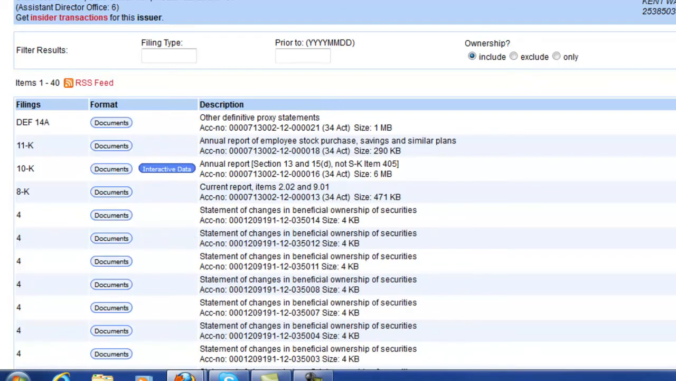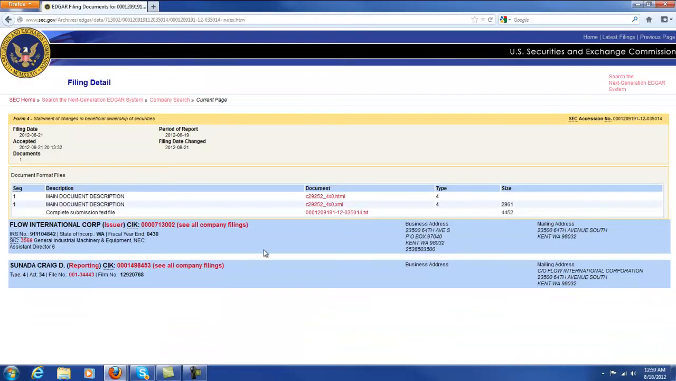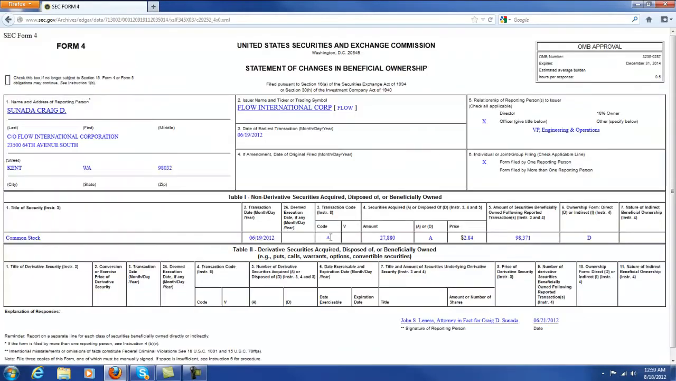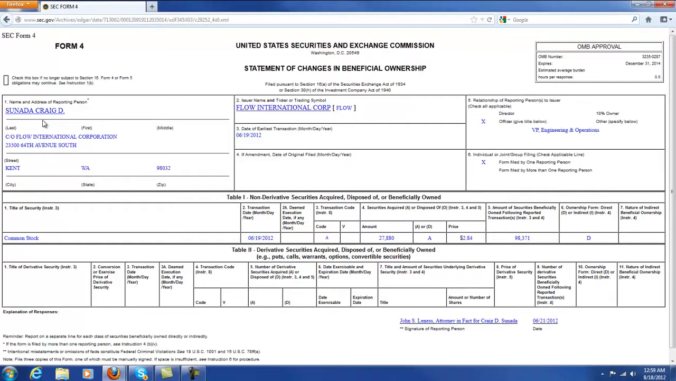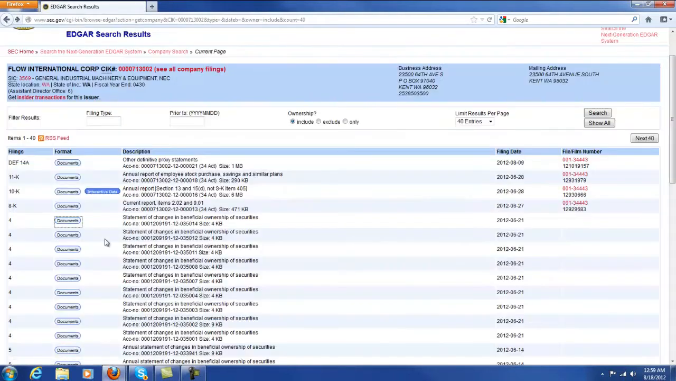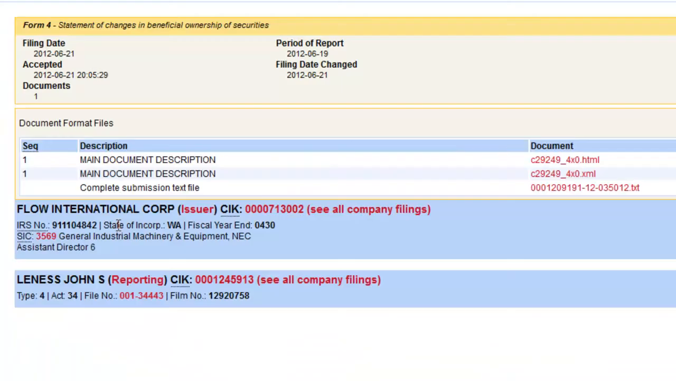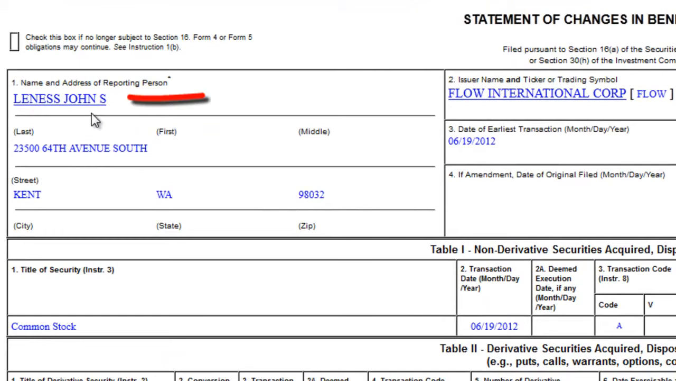But if we have them included, and let's say we access this form, and we click the first option, this form was filed by Craig Sunada. And now let's go back and access the one below this. This form was filed by John Lennes.